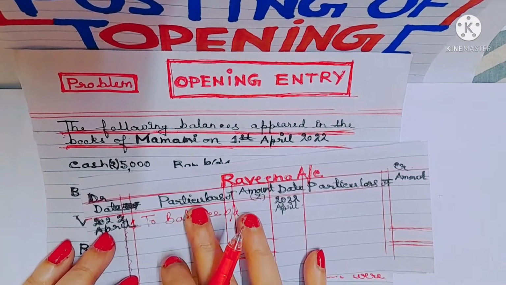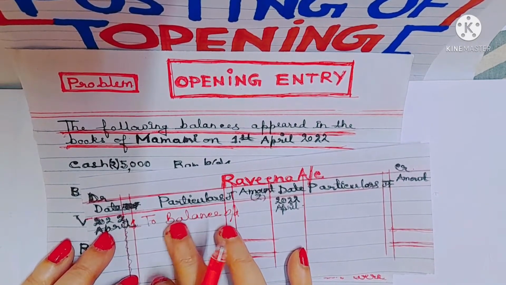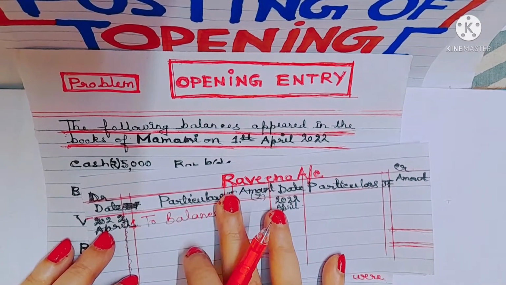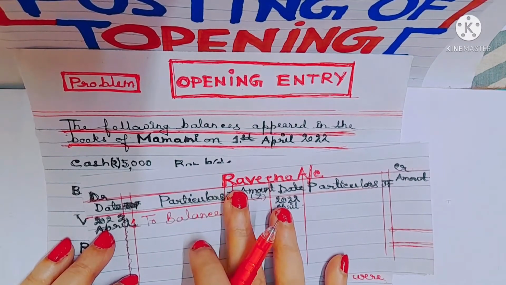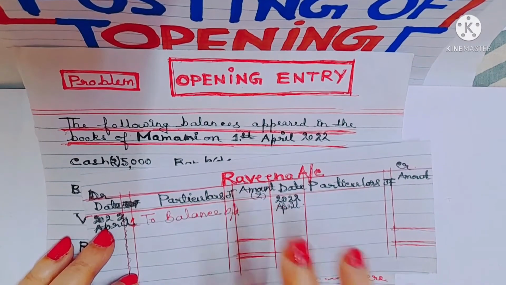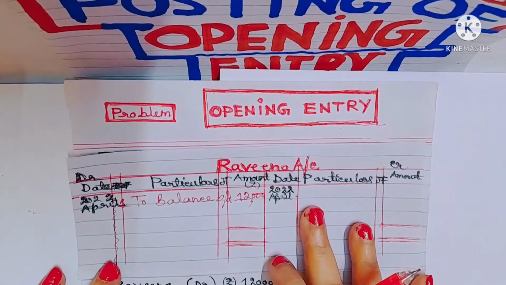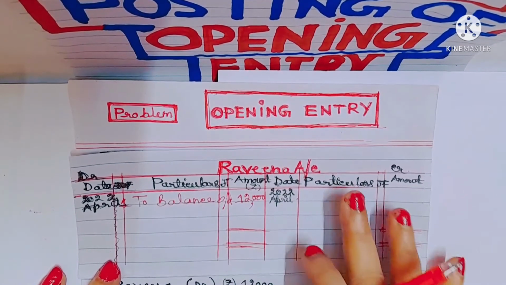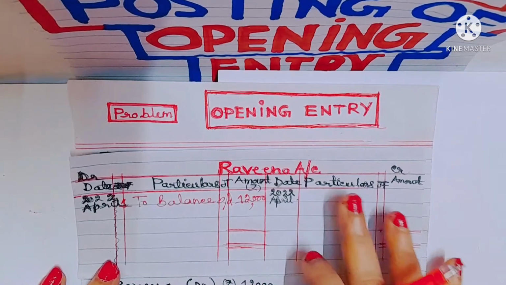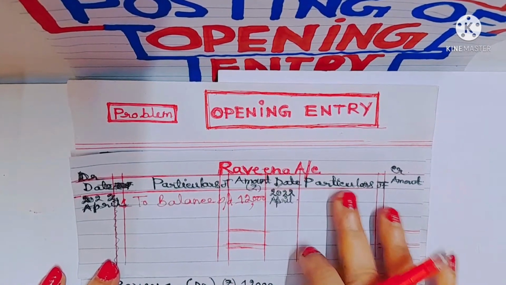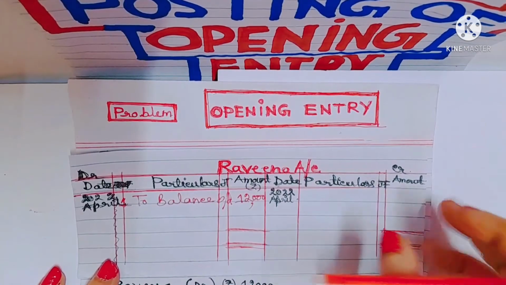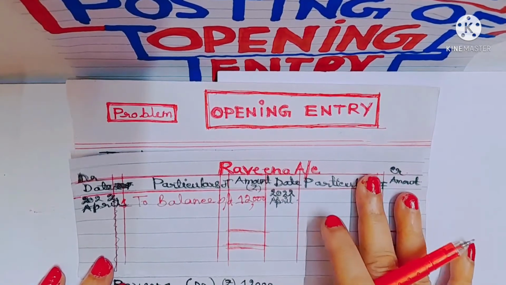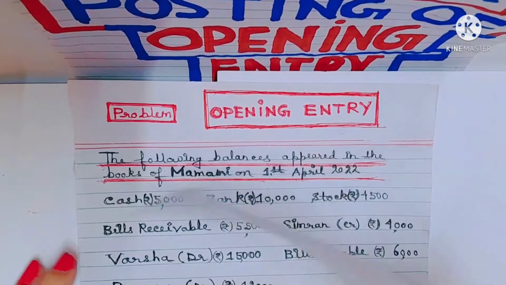All the balances of the assets will be recorded on the debit side. Since assets show debit balances, all the balances of liabilities will be written on the credit side because liabilities show credit balances. Understood? The balances of assets will be written on the debit side since assets show debit balances, and the balances of liabilities will always be written on the credit side since liabilities show credit balances. Understood? So the opening balances of assets have been written. Now we have to write the opening balances of the three liabilities. Let's write.